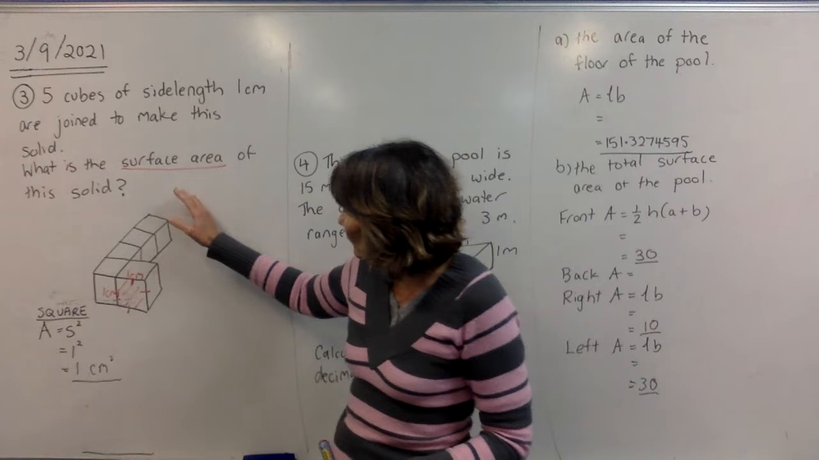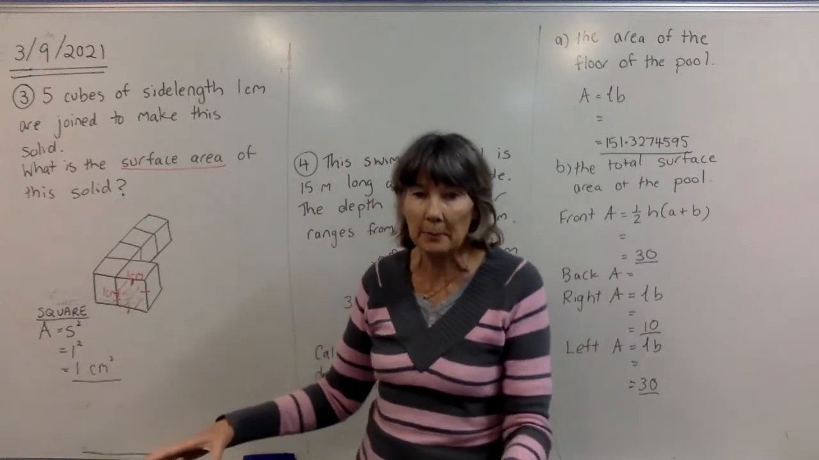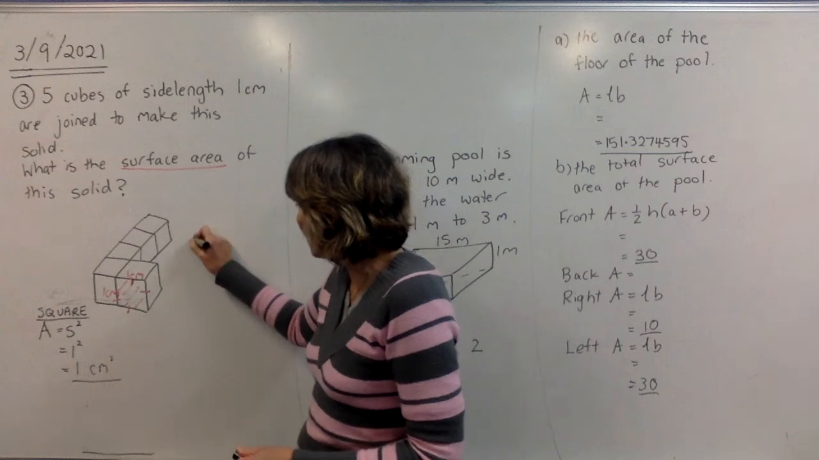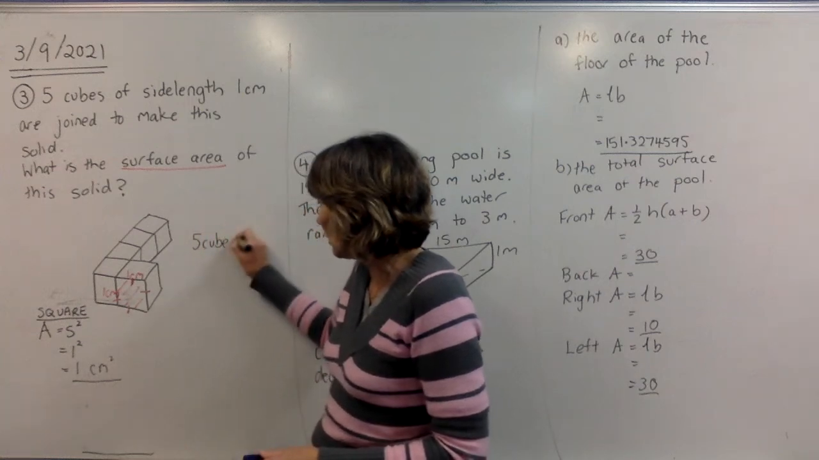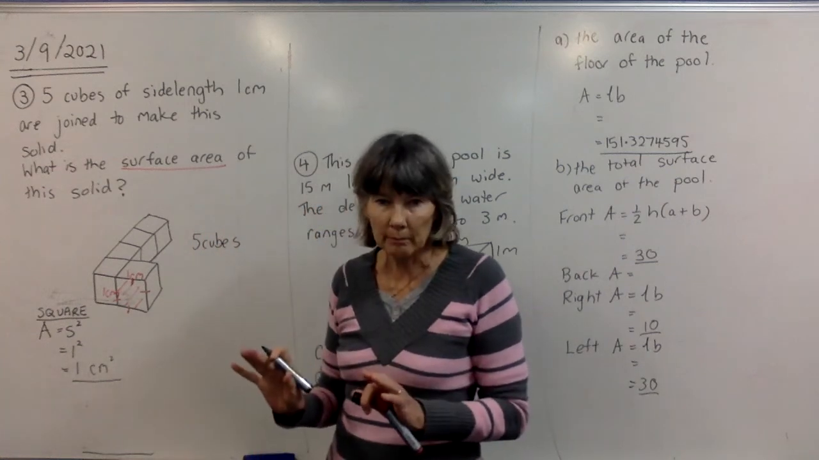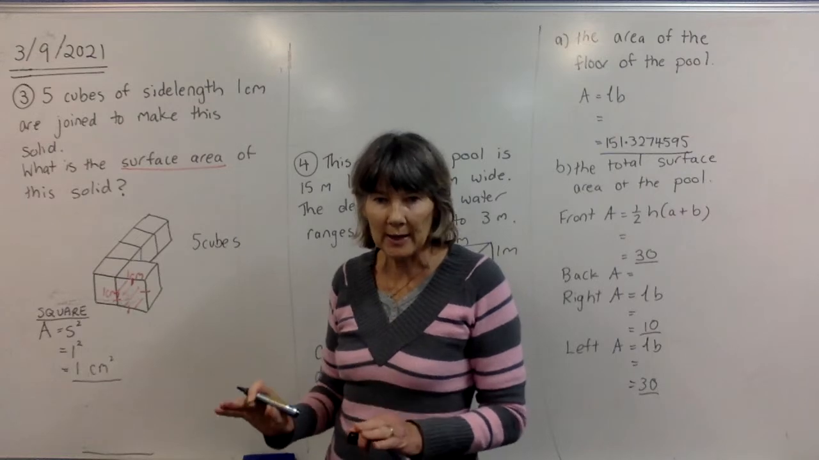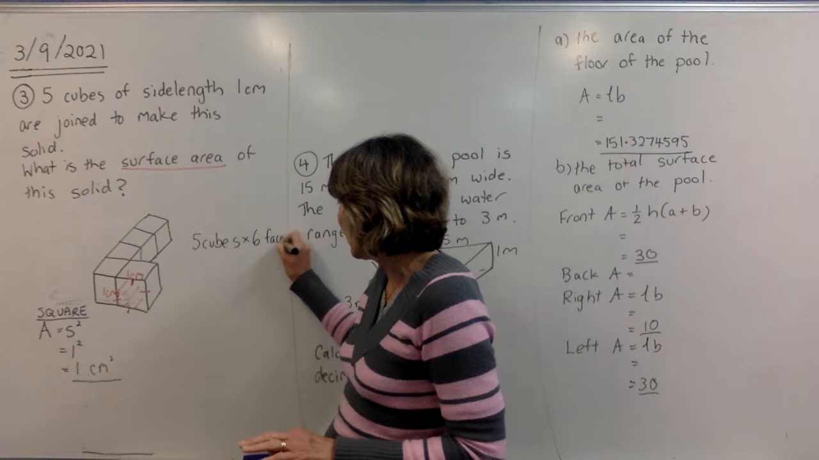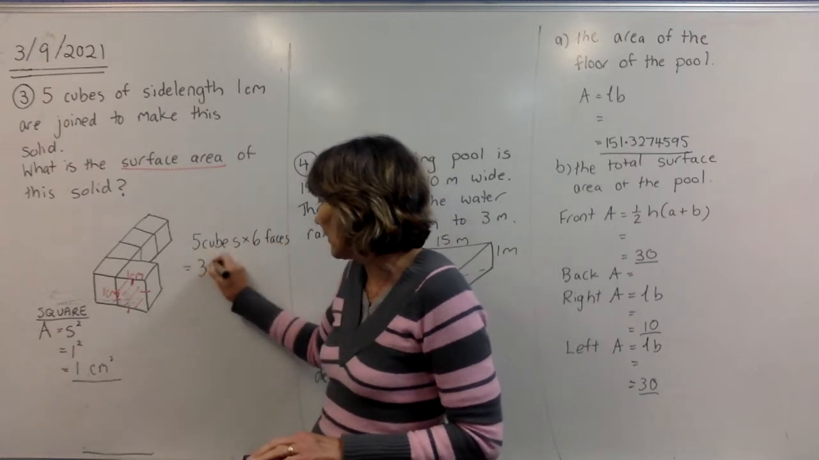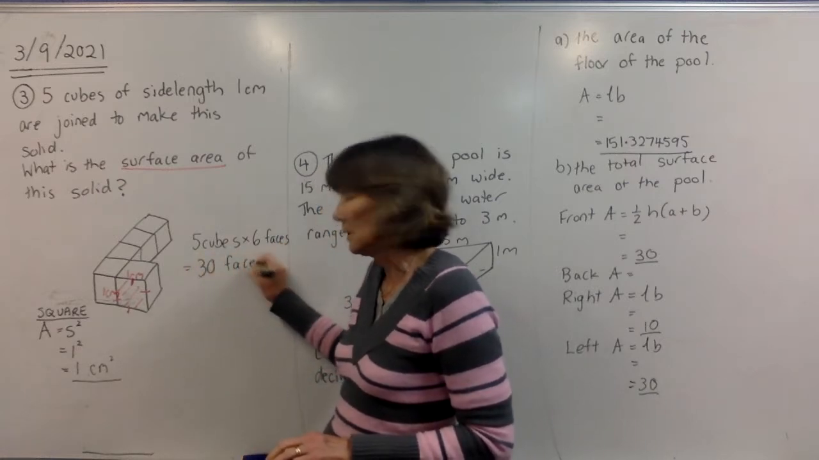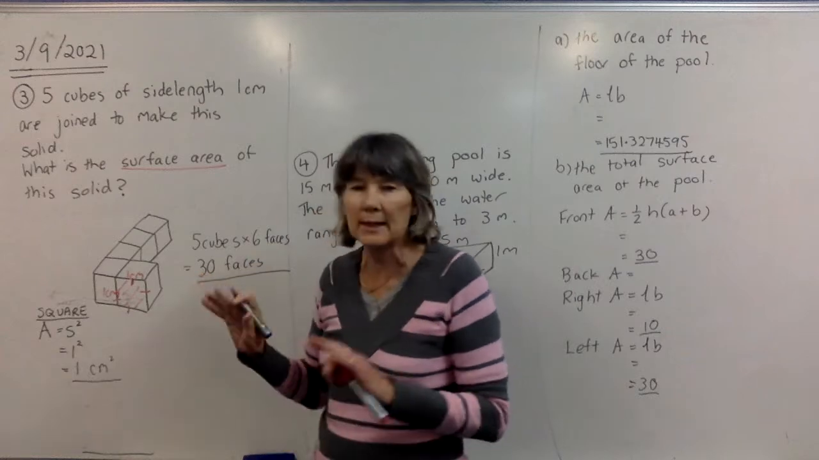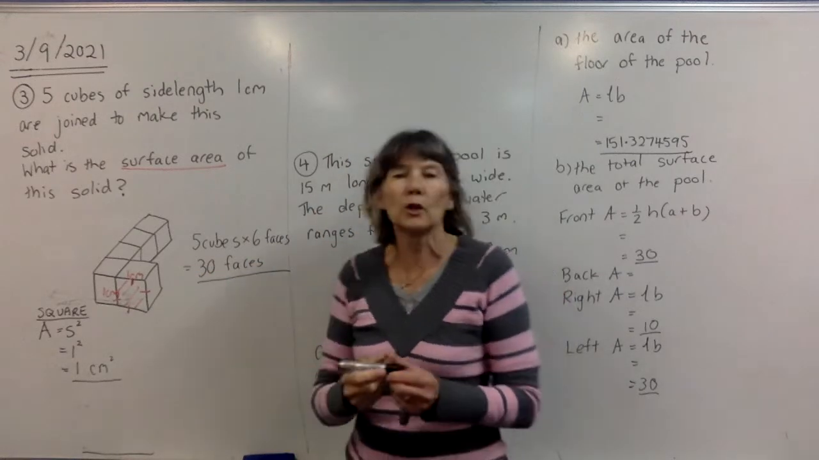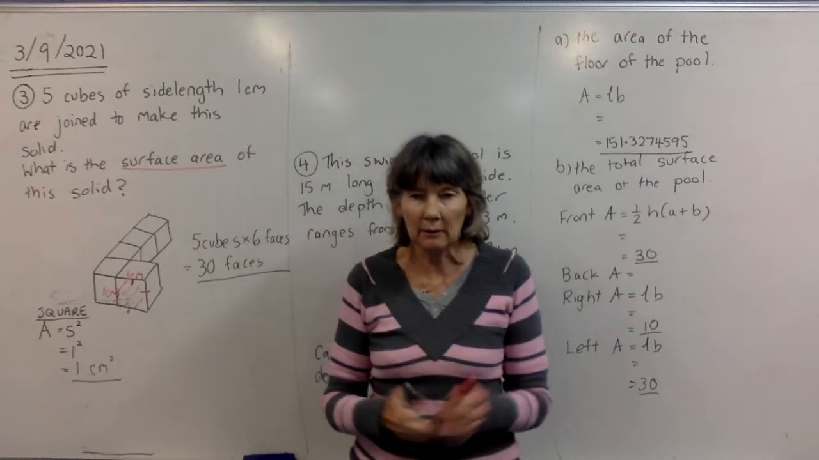Now, if we have just 5 cubes and they're sitting separately to each other, then we would have 5 cubes. Each one of them has 6 faces, right? So if we times by 6 faces, we would have 30 faces altogether. But these are not sitting separately to each other. They've been glued together.